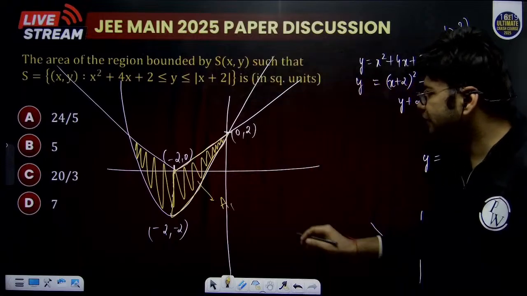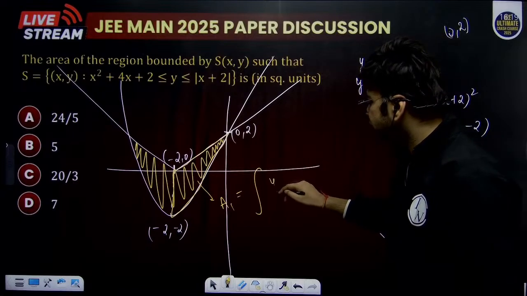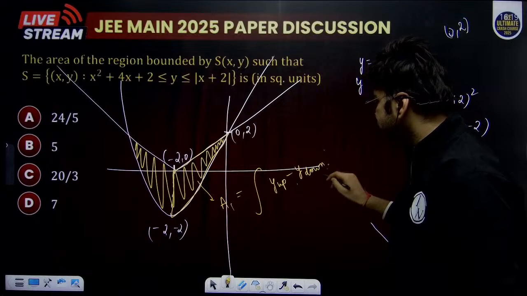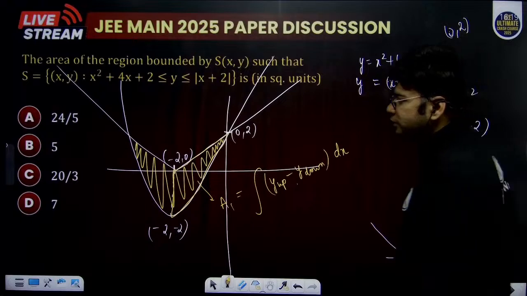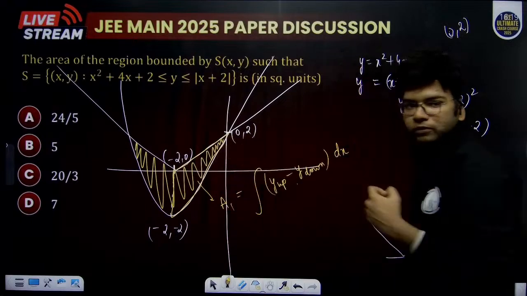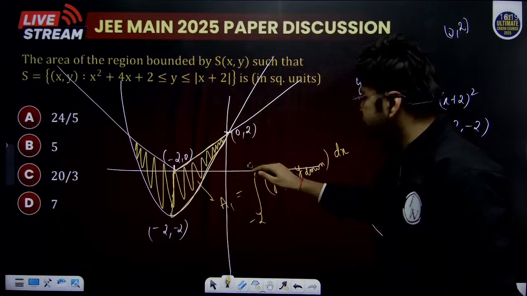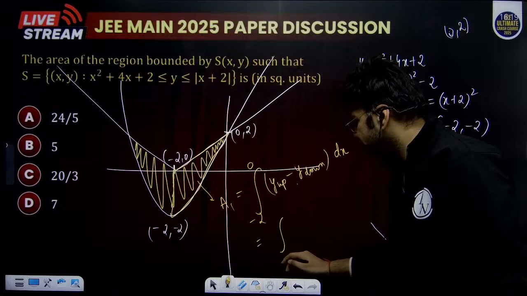So A1 can be written as the integration of y up minus y down times dx. And what will be the limits which you will put? From -2 to 0. So -2 to 0. This will be your area.